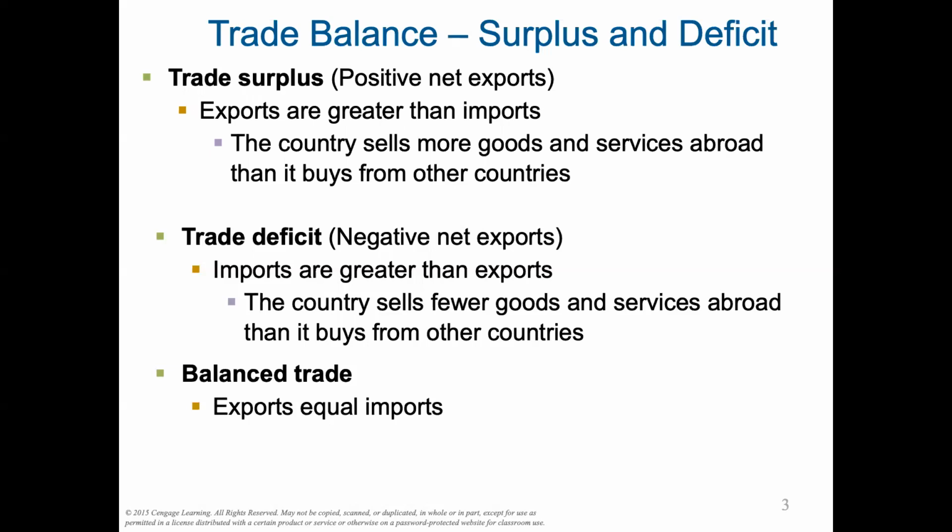A trade deficit is negative net exports, which means you import more than you export. So when you take your exports and subtract your imports, you end up with a negative number. The country sells fewer goods and services abroad than it buys from other countries. The United States is in one of those situations when we look at goods. When we look at goods and services, we get almost to net. The balance of trade is when your exports equal your imports.